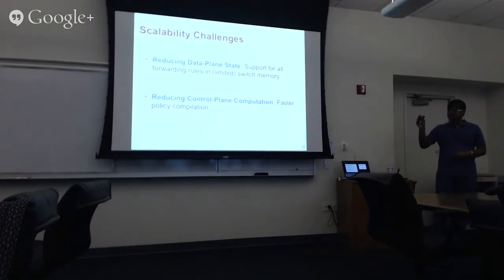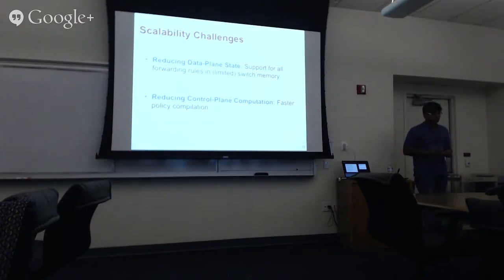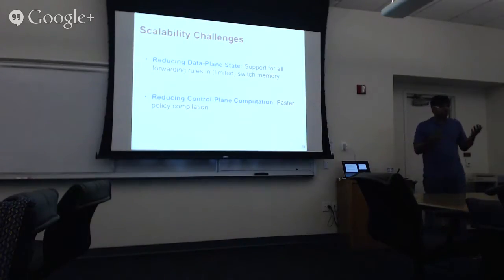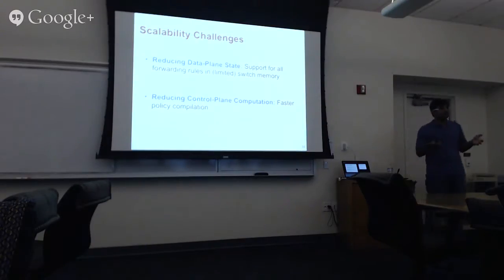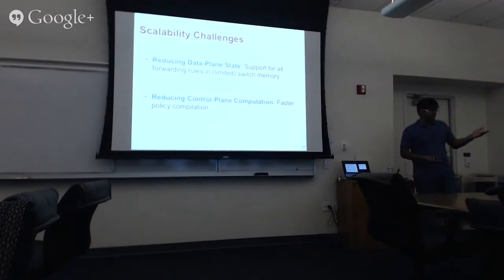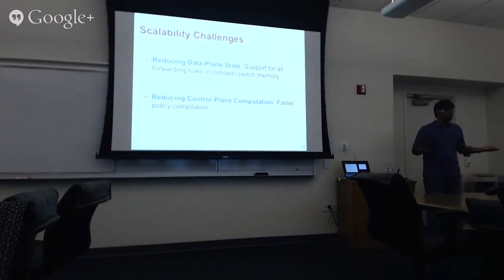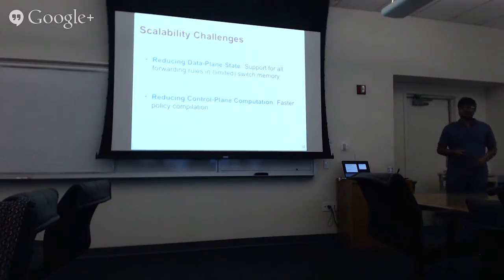And second is the control plane computation, that we have to reduce the control plane computation because when you're putting things up, it will take a lot of time. There are so many participants' policies. When you compile those policies together, it will take time. And second, when there are BGP updates coming in, you have to recompile the policies. That can also take time. And if it's taking an order of a few minutes, it's going to be a fruitless system.